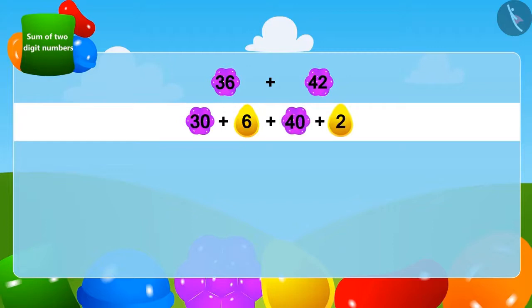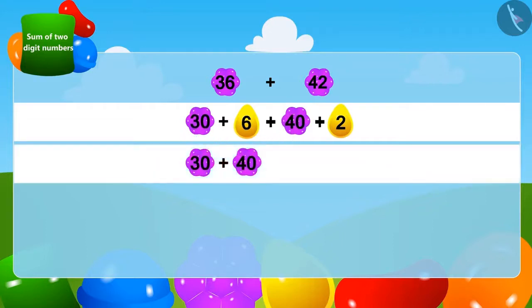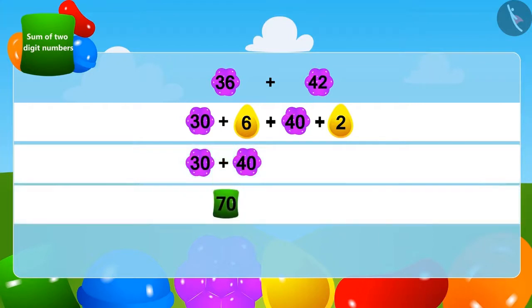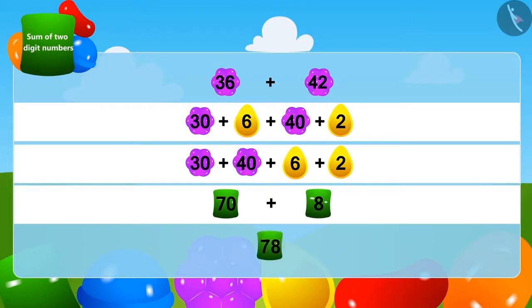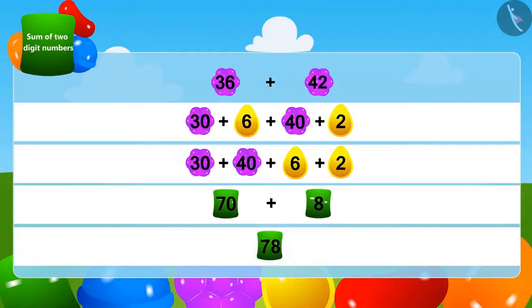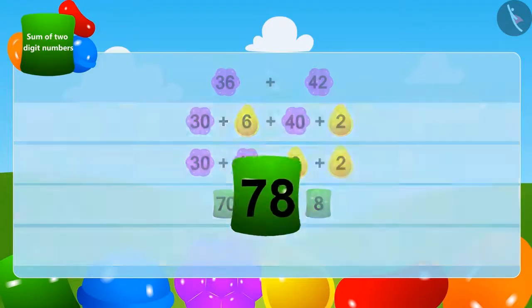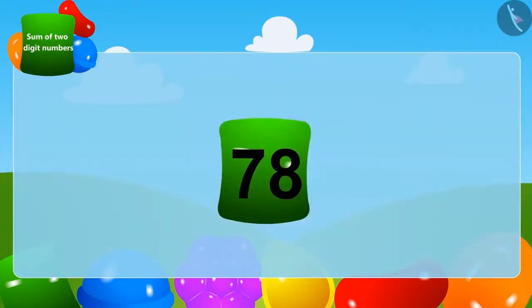We will now write the two-digit numbers together and add them. Add 30 to 40 and we get 70. We will write the one-digit numbers together and add them. Add 2 to 6 and we get 8. Lastly, we will add 8 to 70 and get 78. Yes, the crow has collected a total of 78 stones.